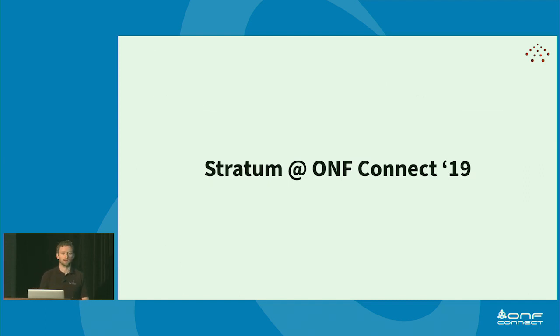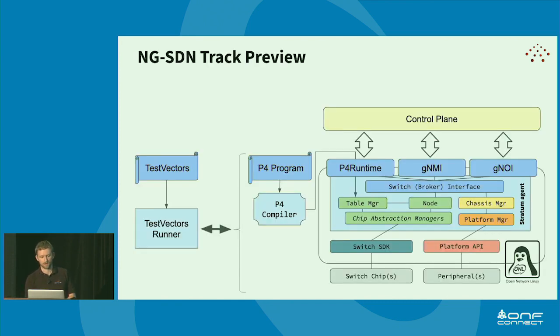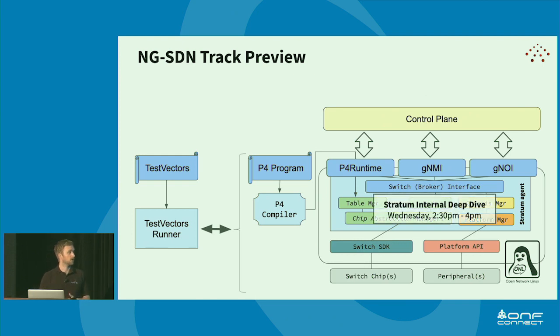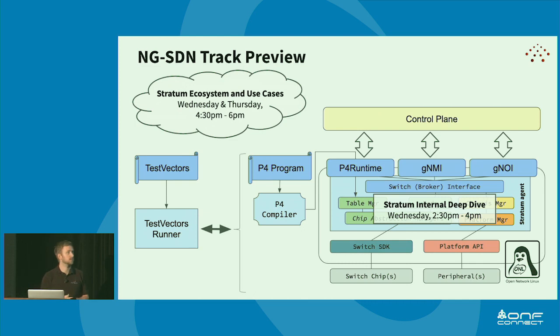So the next thing is just looking at where you can find Stratum in ONF Connect today. So this was our basic architecture picture. And if you want to learn more about the internals, how we built FPM, how we do the platform manager piece, et cetera, or how we implement GNMI config subsystem, stick around. The rest of this block is going to talk about some of the internals in more detail. If you're interested in the ecosystem and some of the use cases that we're currently considering, Wednesday and Thursday in this room from 4:30 to 6, we'll have a few talks covering those opportunities.